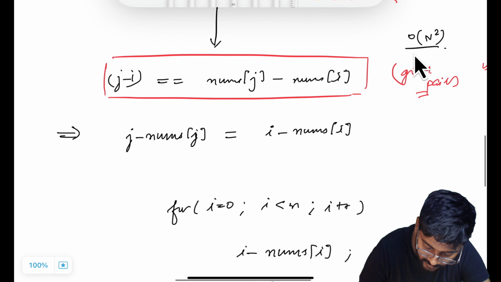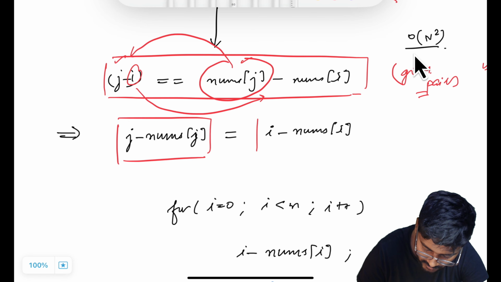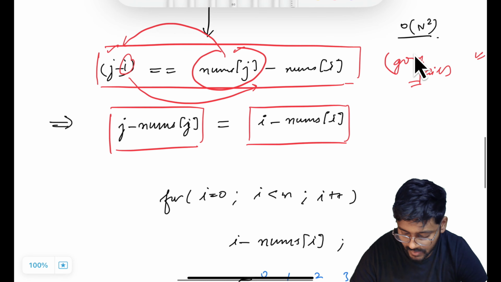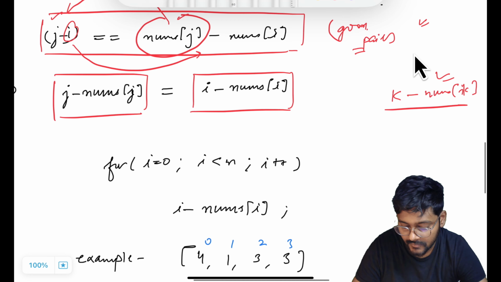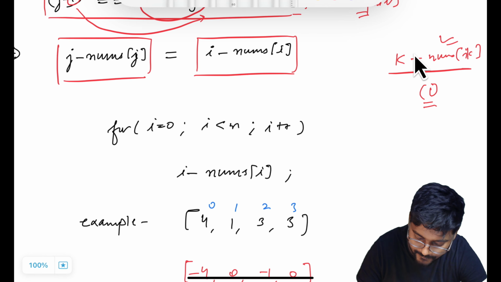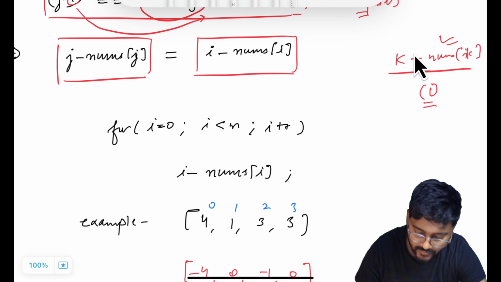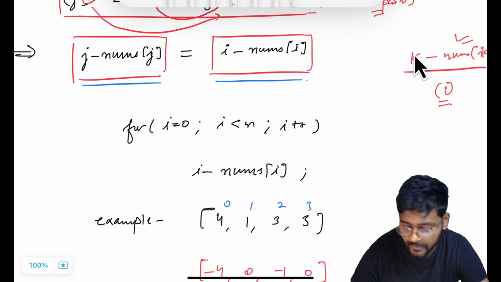If I try to write this equation making j together and i together, with nums of j shifted there and i shifted here, it will become j minus nums of j equals i minus nums of i. And i is a constant. I can tell directly k minus nums of k. This is the equation. It means for every index, I need to see what are the same values at different values of i, where i minus nums of i is equal. Here the equation that is coming is j minus nums of j is equal to i minus nums of i.